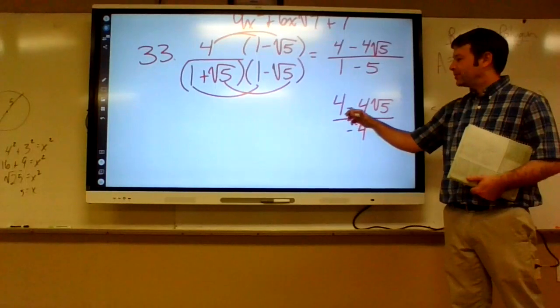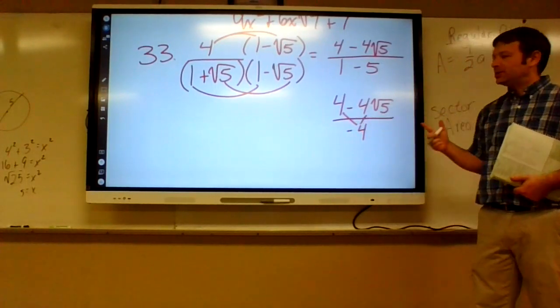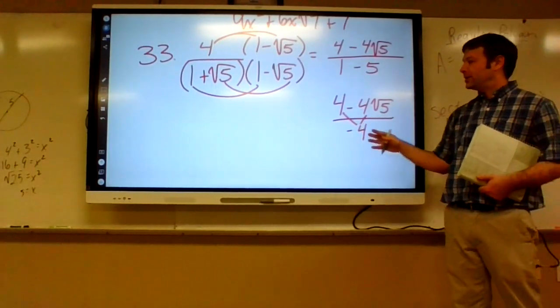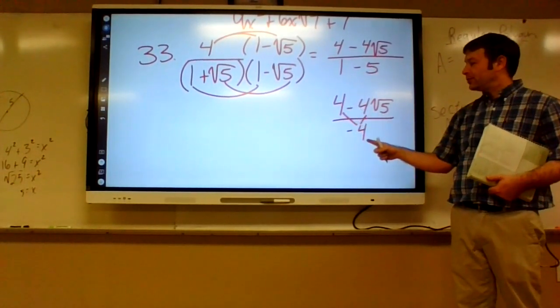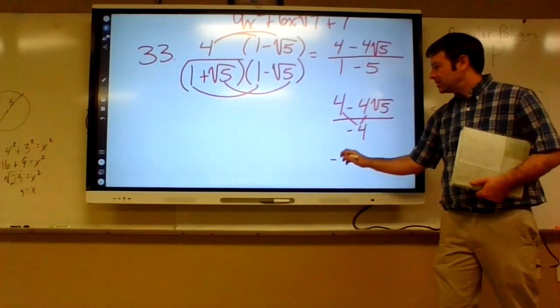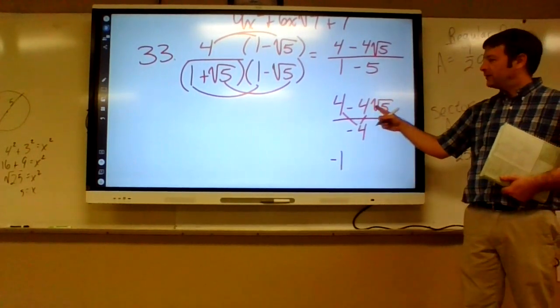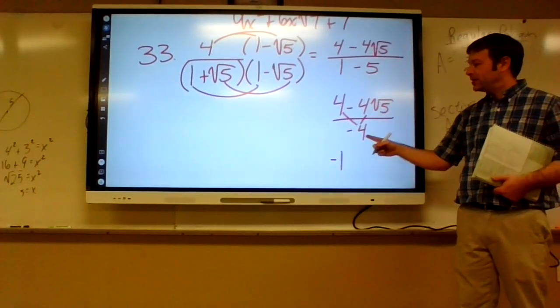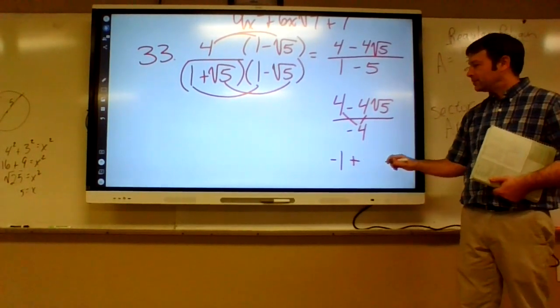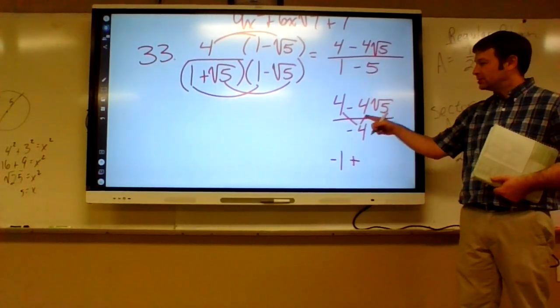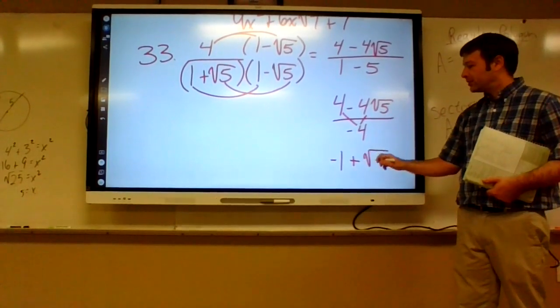Can I do anything else? Yeah, you can divide both of those by negative 4. You can't just divide one term, you have to divide everything by negative 4. So 4 divided by negative 4 is negative 1. And negative 4 square root of 5 divided by negative 4 is positive 1 square root of 5, or just plus square root of 5.